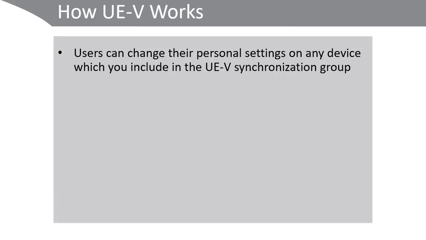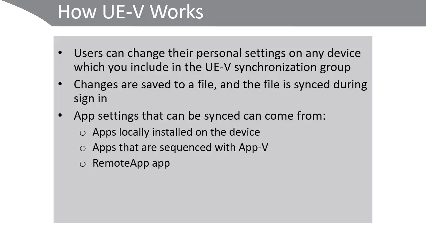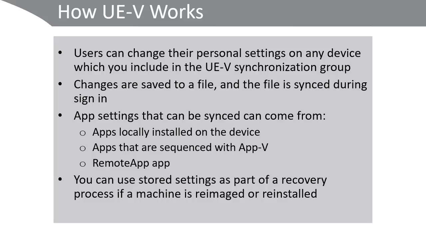How UEV works. Users can change their personal settings on any device that you include in the UEV synchronization group. These changes are saved to a file and the file is synchronized during sign-in. App settings that can be synced come from apps that are locally installed on the device, apps that have been sequenced using AppV, or even remote app apps. You can use stored settings as part of a recovery process if a machine is re-imaged or reinstalled.